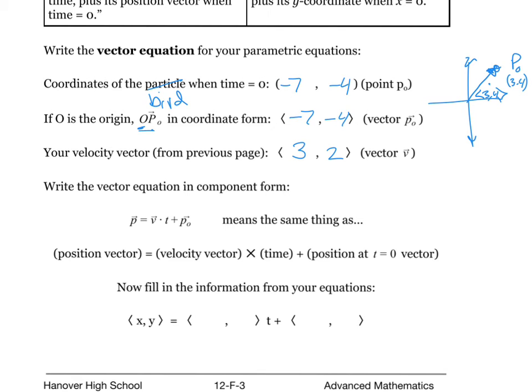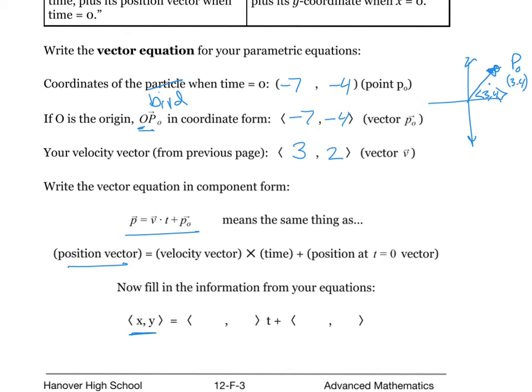We can now write in component form this vector equation. So the position vector is a vector that just has x and y as variables. So you just write it that way: angle bracket x comma y. If you're in 3 dimensions, x comma y comma z. That's like the y in the y equals mx plus b equation. Y is just y. You don't change it to anything. So this is x comma y because it's in 2 dimensions.